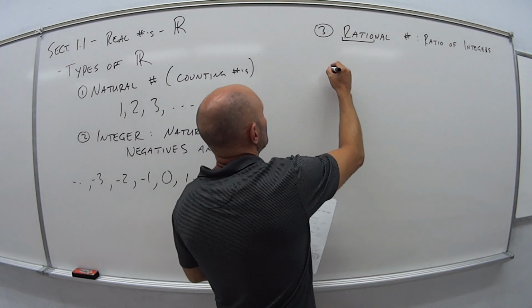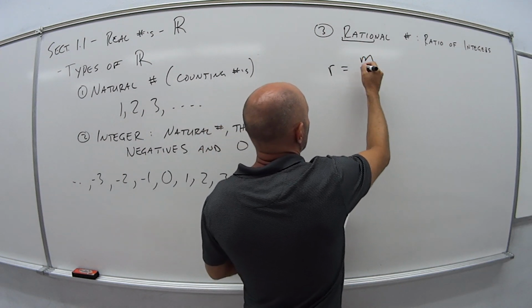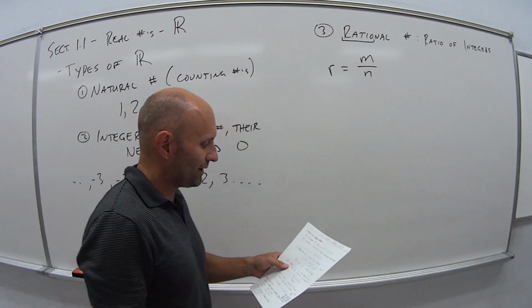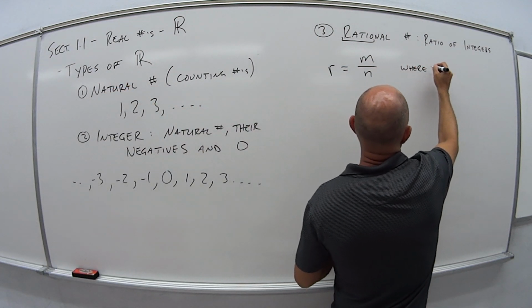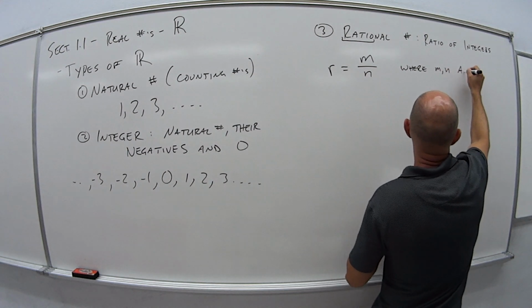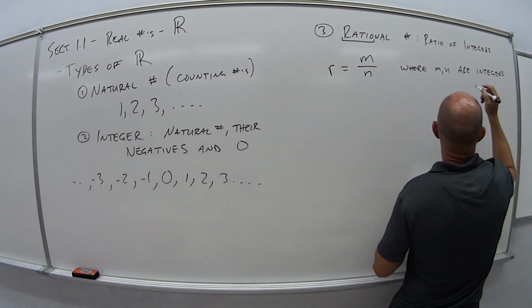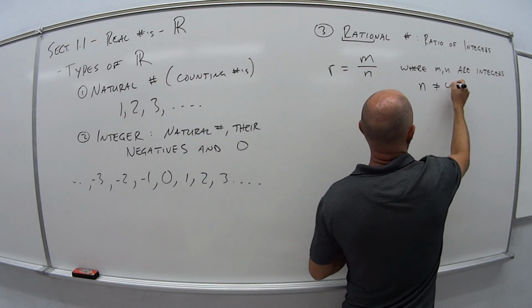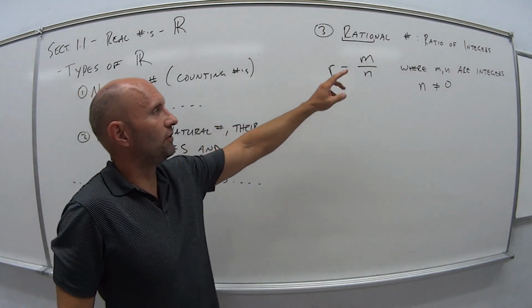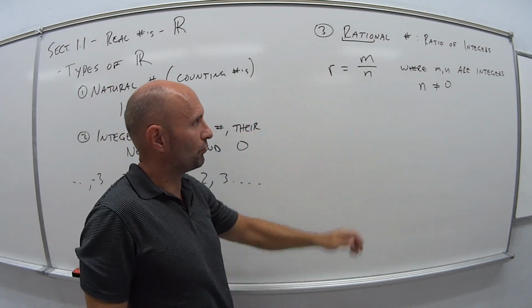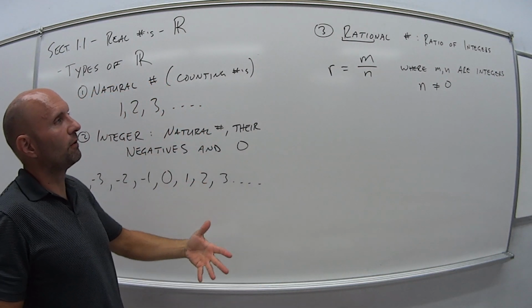So the formal definition would be that R, our rational number, is some number m over some number n, where m and n are integers, and we also have this issue that n cannot be 0, because 0 is an integer, but n can't be 0 because we get a 0 in the denominator, and that's real bad news. So ratio is just some number that we can write.